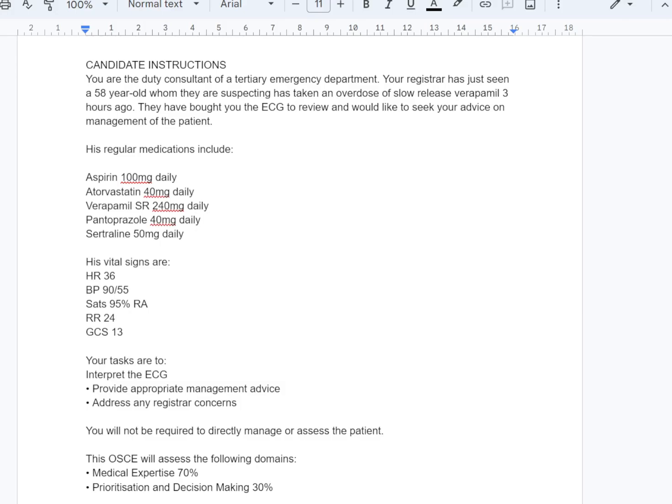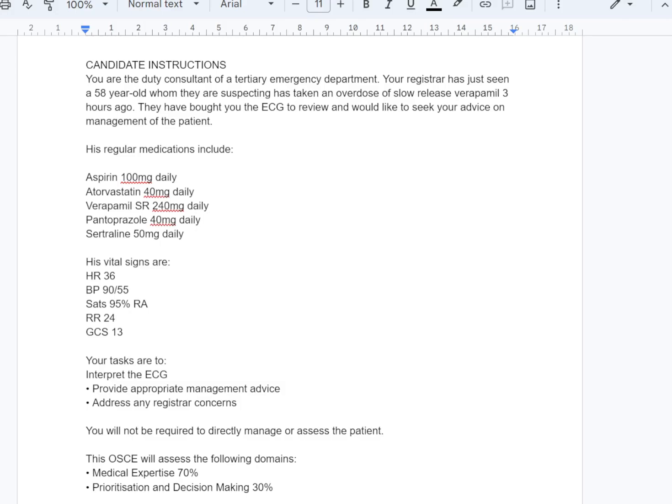His vital signs are heart rate of 36, blood pressure 90/55. He's saturating 95% on room air with a respiratory rate of 24. His GCS is 13. He's losing points for eyes open to voice and some confusion.